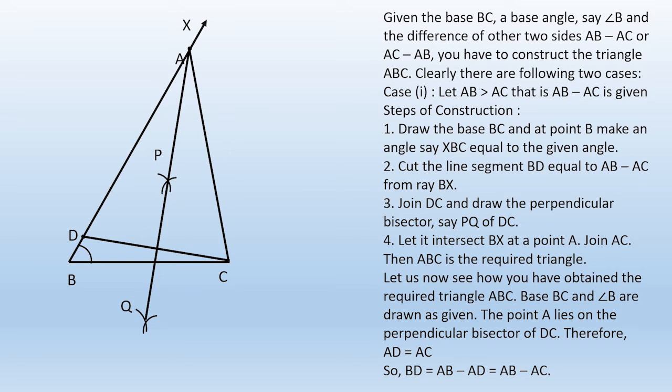Let us now see how you have obtained the required triangle ABC. Base BC and angle B are drawn as given. The point A lies on the perpendicular bisector of DC. Therefore, AD is equal to AC. So, BD is equal to AB minus AD, which is equal to AB minus AC.